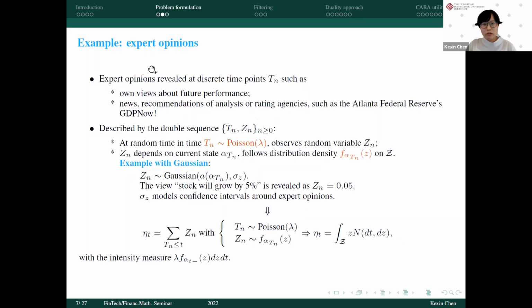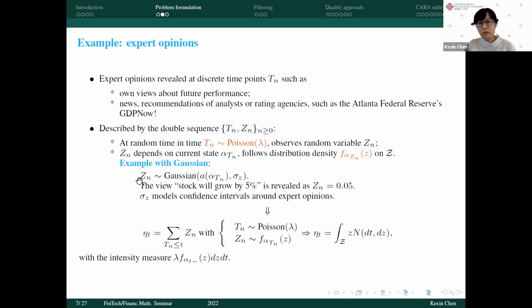So here I demonstrate one example, that is the expert opinions, which is covered by our model. So we consider expert opinions revealed at discrete time points, such as some own views about the future performance or some economic news. And mathematically, we describe it by the double sequence Tn and Zn, and that is at a random time, Tn, we observe a random variable Zn that follows a distribution density process given by this one, which is dependent on the hidden state.